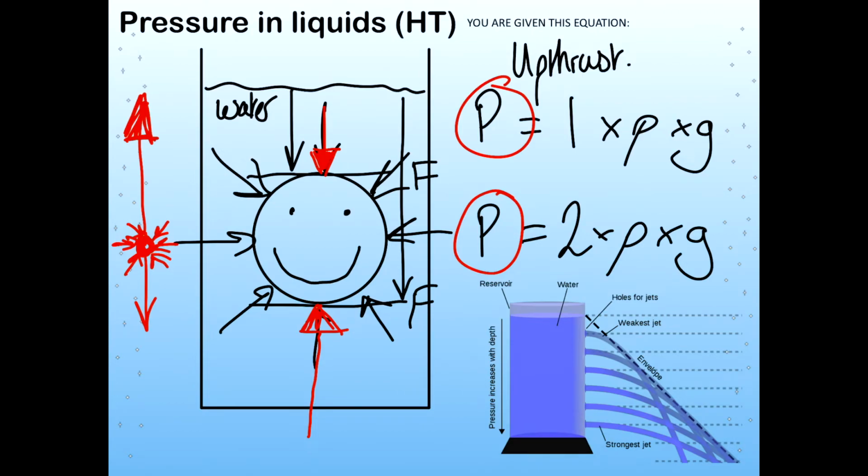It explains why boats will float on top of the water. It's why things will float underwater at a certain height. It explains why things will sink as well. So density plays a big part in whether things will float or sink.